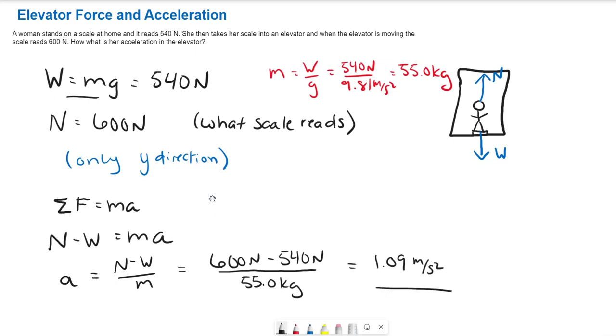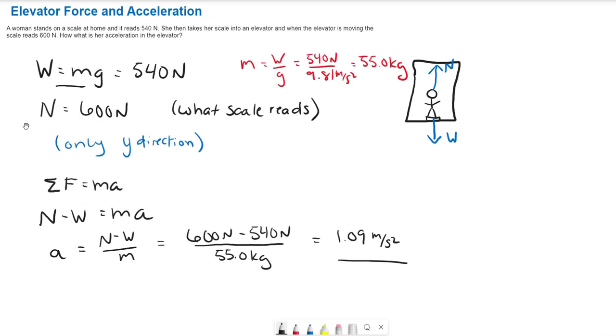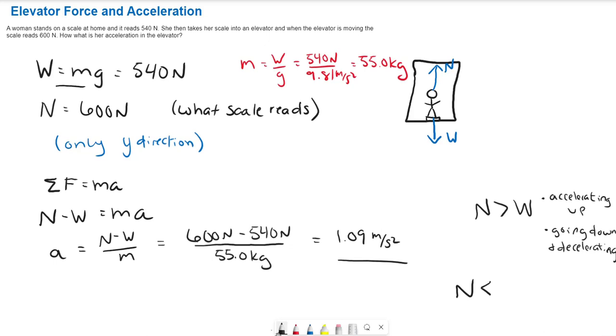So this is our acceleration, and it's positive, so that means she's either accelerating upward or she's going downward and decelerating. And so for elevator problems in general, if the normal force is greater than the weight, the person is either accelerating upward or going down and decelerating. And if the normal force is less than this person's actual weight, then they are either decelerating upward, so decelerating while going up, or accelerating down.